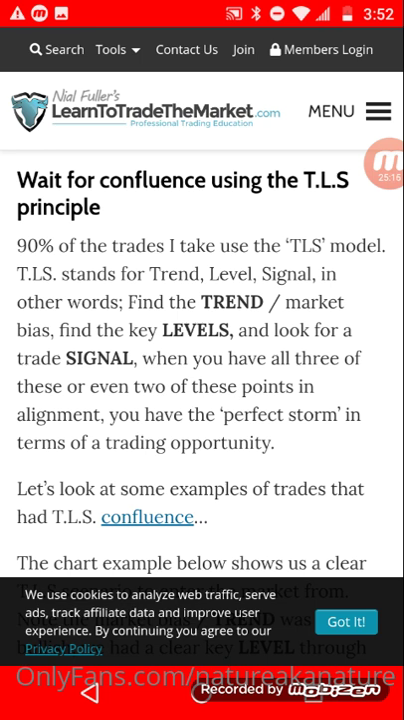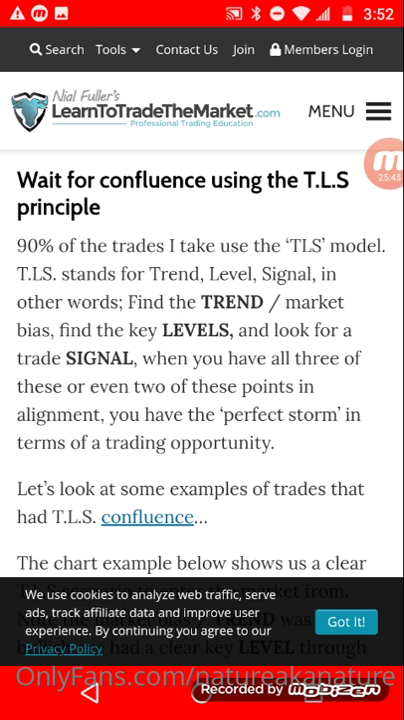So those are the three things. When you look at the trend, you want to identify the trend, you want to identify the key levels, and the signals, the patterns. So when you have all three, or at least even two of these points in alignment, you have a perfect storm. You have a better chance of a trading opportunity. So let's take some examples of trades that have the TLC confluence.